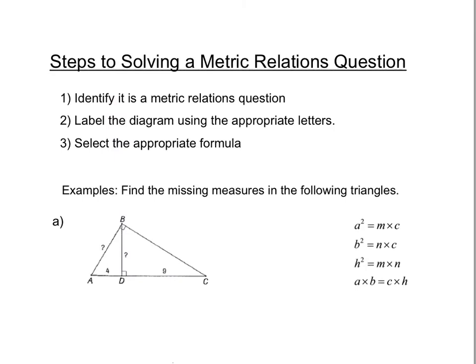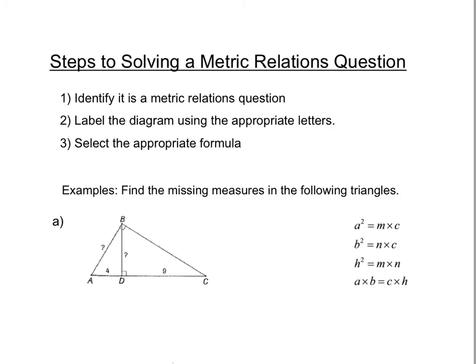Now we'll use those formulas to solve problems. So these are the steps to follow when you're solving a question that deals with metric relations. The first step is to identify that it's a metric relations question. If we look at example A, we can see right away it's a right triangle and it has the height drawn in it. So it's for sure a metric relations question.